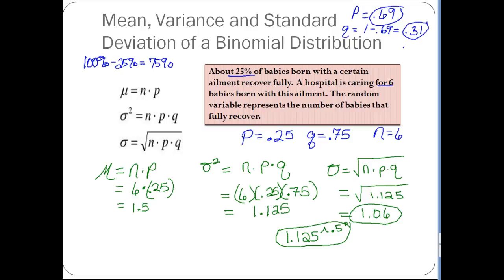So hopefully you can see how easy this is, and it helps you out for finding the mean, variance, and standard deviation of a binomial distribution.